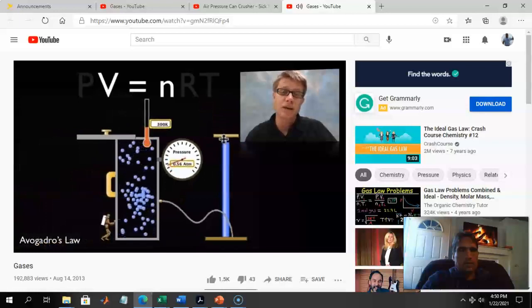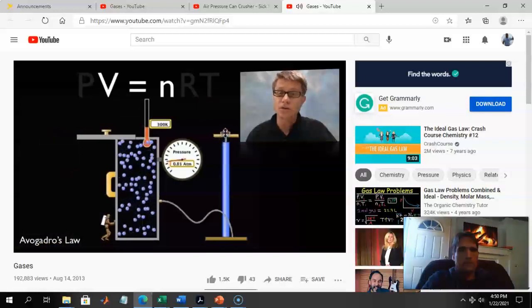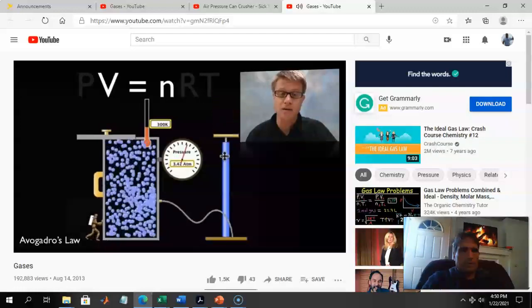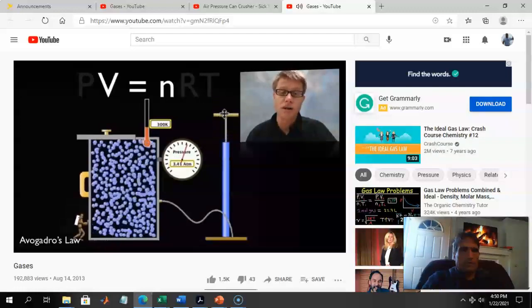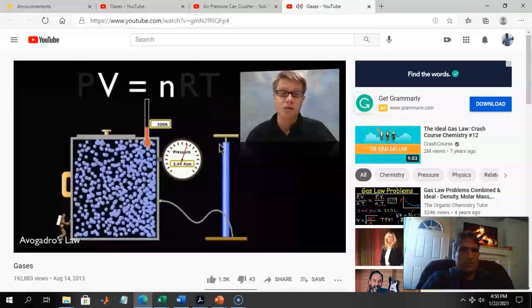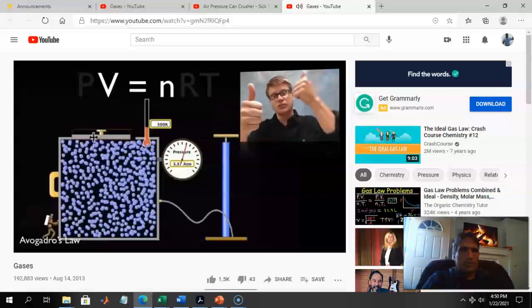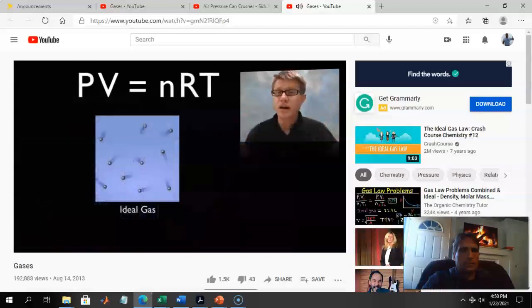What do you think is going to happen as I increase the number of molecules inside there, the number of moles inside there? Well, we're going to try to keep the pressure constant, try to keep the temperature constant, and what's going to happen is, look, the more molecules we put in there, we're really increasing the volume. And so we've got a direct relationship. More moles, more volume.